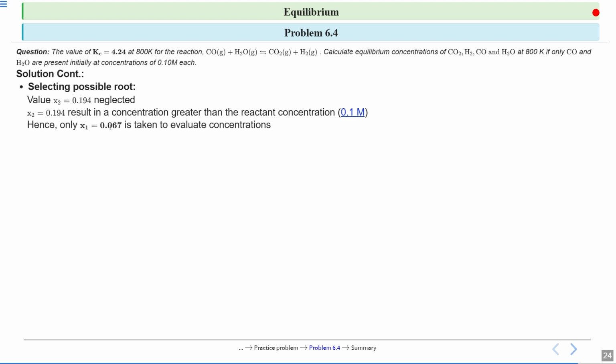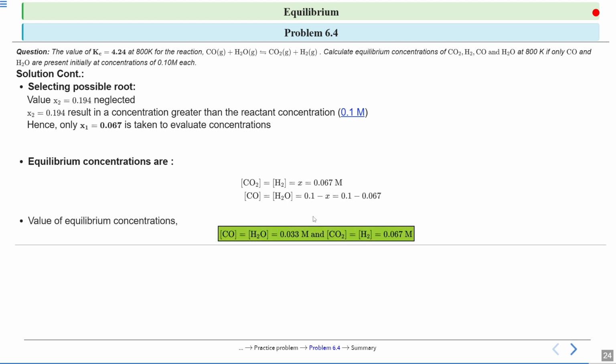Further, if we take 0.067, then we can calculate the equilibrium concentrations. For CO2, we will get it as x, which is 0.067, and for CO, we will get it as 0.1 minus x, which is 0.1 minus 0.067. So finally, we can write the equilibrium concentration of CO and H2O as 0.033, and for CO2 and H2 as 0.067.